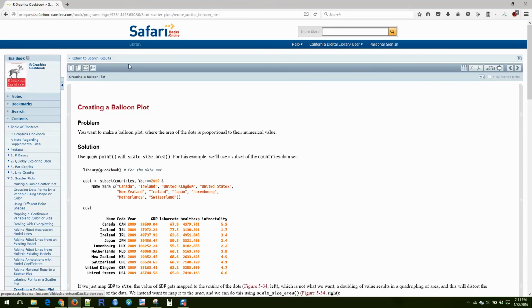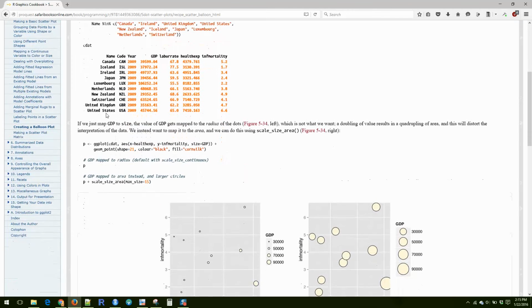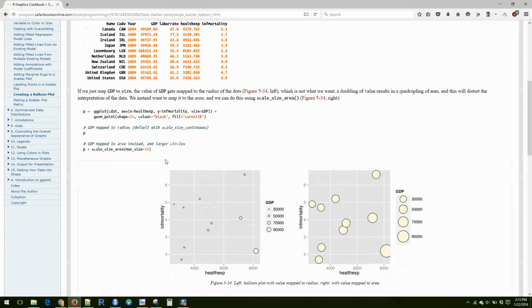Okay. So look at this. You should be able to map a whole bunch of things into aes without too many problems, and then it's just a matter of getting it to display properly. And so here I'm doing scale size.